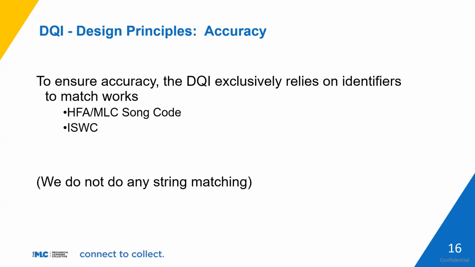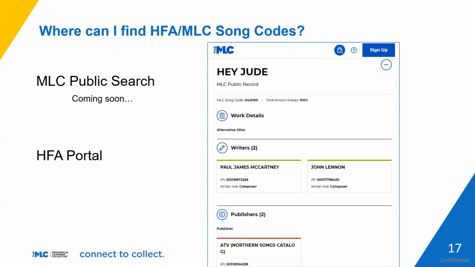So some people on the call, I'm sure, will be wondering how they get hold of those identifiers, and there's a few options that will be available to people to do that. Firstly, I'm making the assumption that there will be some people on the webinar that will have a good selection of these codes, perhaps because they've been working with HFA and HFA have been returning codes to them as part of the work registration process or as part of royalty files.